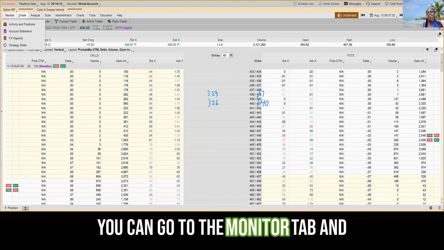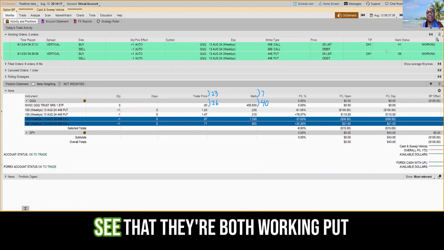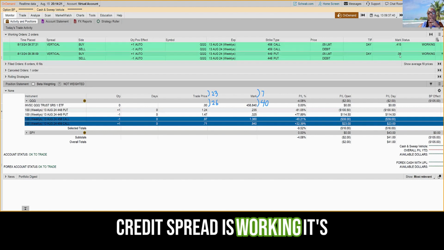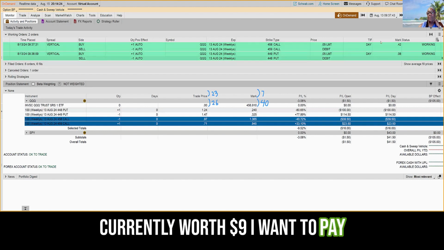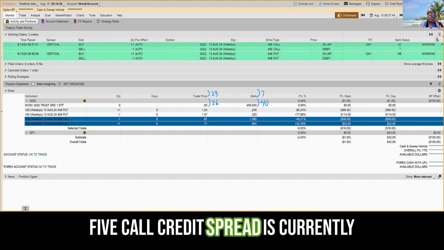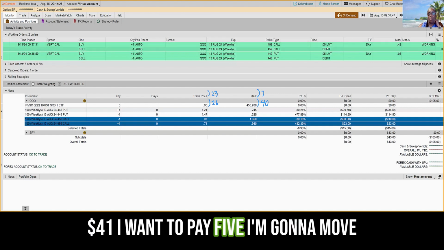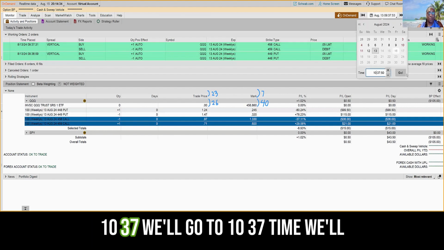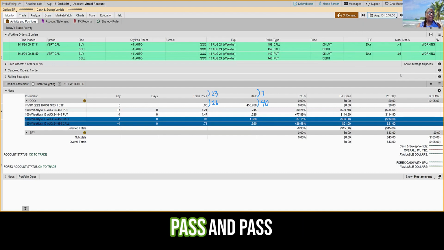Then you can go to the monitor tab and see that they're both working. The put credit spread is working. It's currently worth $9. I want to pay $5. The call credit spread is currently $41. I want to pay $5. Okay, I'm going to move us to 10:37.